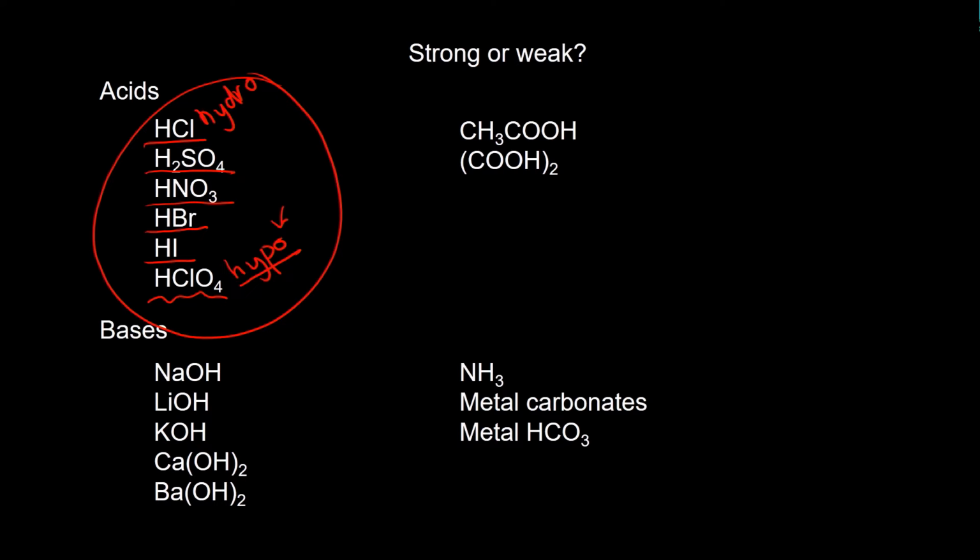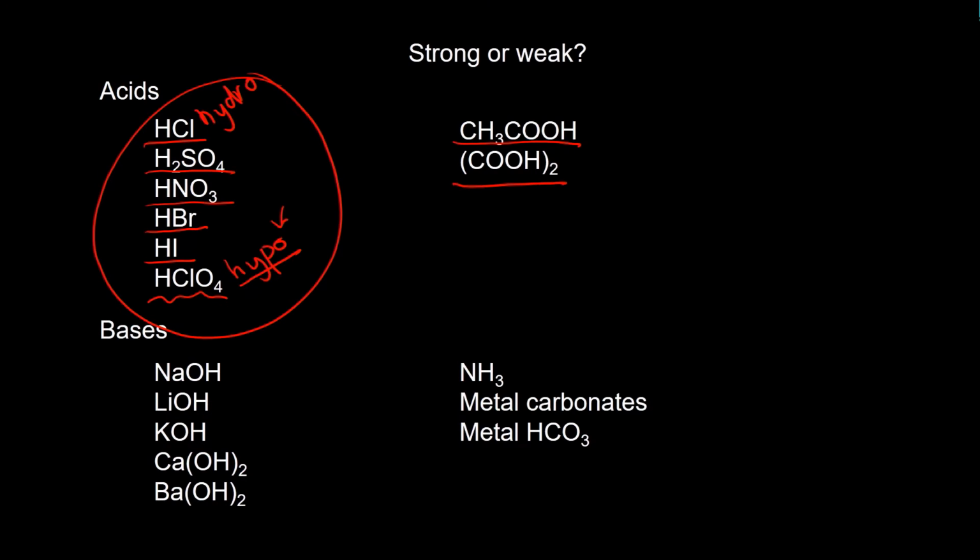What about weak acids? Well, we've got acetic acid or ethanoic acid. We know it as vinegar. You do put it on your chips. You can eat it. Oxalic acid is another one. There's one that I haven't put here, and this is the carbonates, the hydrogen carbonate. So that's carbonic acid. Know those.